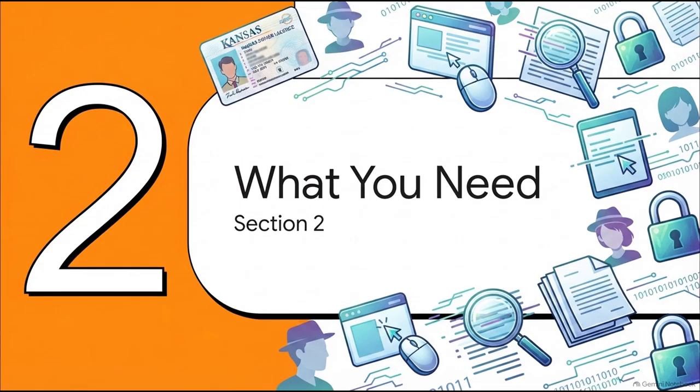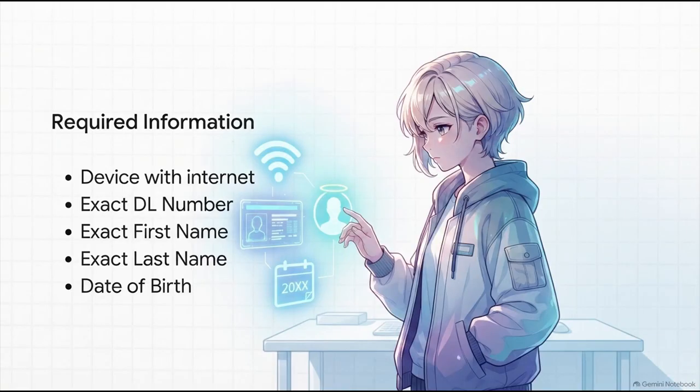Moving right along to Section 2, what you need to check. Before you jump online, let's make sure you've got everything ready. You just need a few basic things. First, a phone or computer with an internet connection. Next, grab your actual physical driver's license.